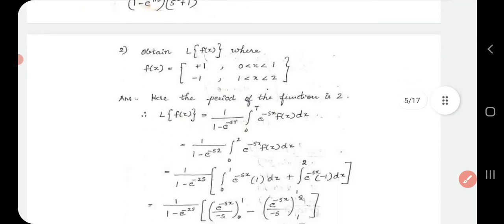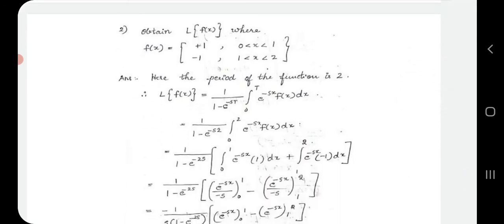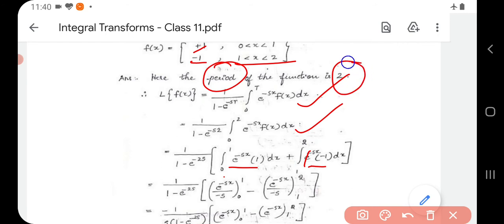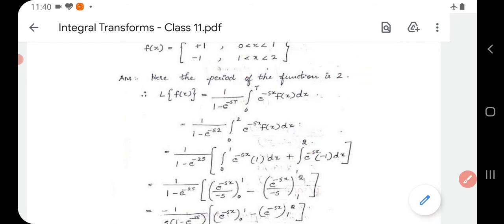Now another similar question. Again you just write the formula. Then the function is having the value 1 in the limit 0 to 1, and it is having the value minus 1 in the limit from 1 to 2. Here also the function is periodic with a period of 2. Then rest everything is integration.